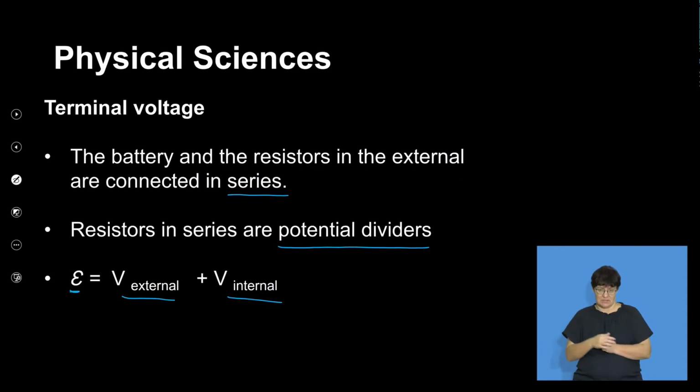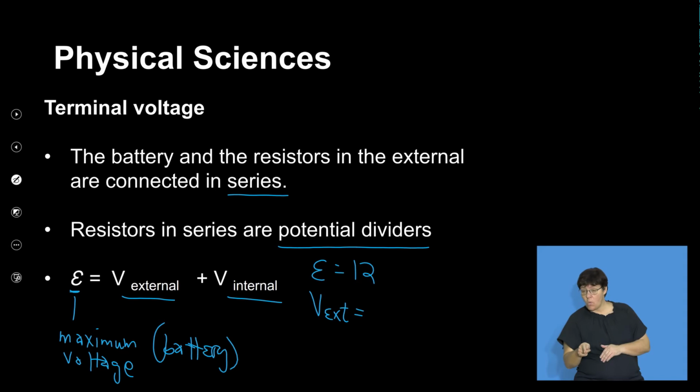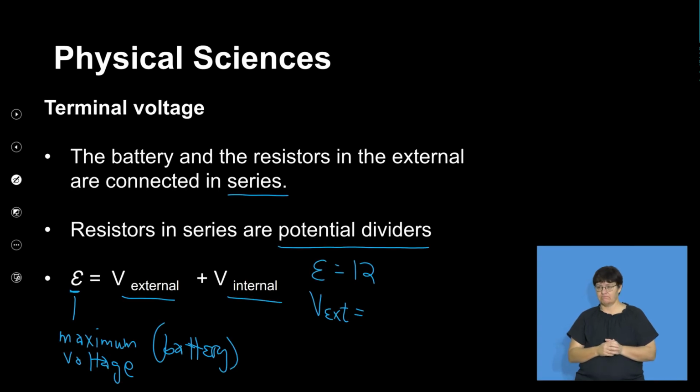Right. So in short, we are simply saying that EMF becomes the maximum voltage. But this maximum voltage is actually for the battery, right? Okay, so in other words, we had an EMF of 12 volts, right? And then we found out that the voltage that goes externally to the light bulb, we measured it across the light bulb, which we can even go on to confirm. It's 9 volts, as you can see from the simulation, right? Okay, now, so the external is 9 volts.